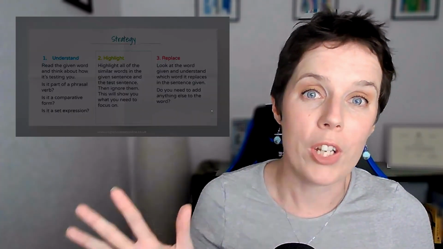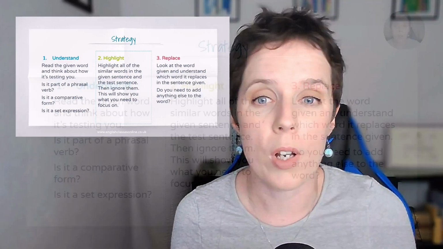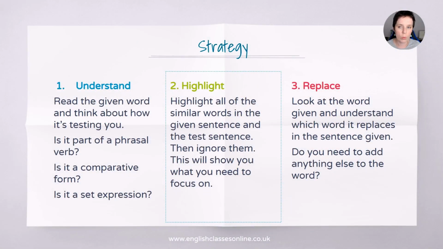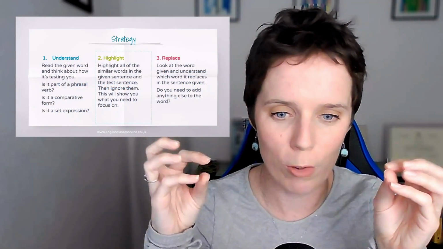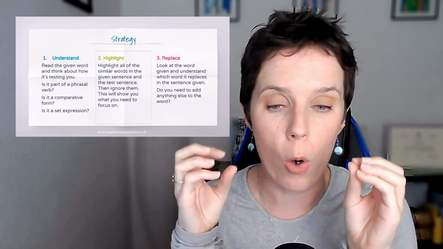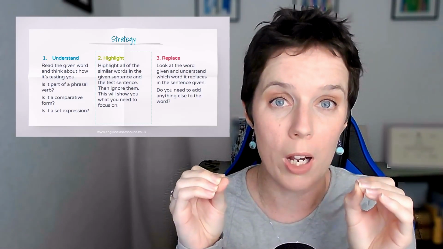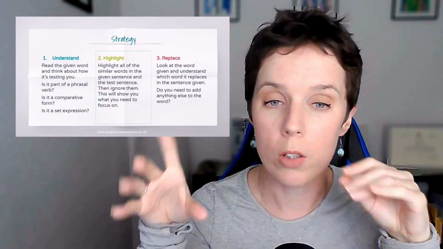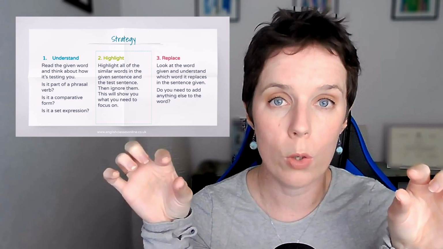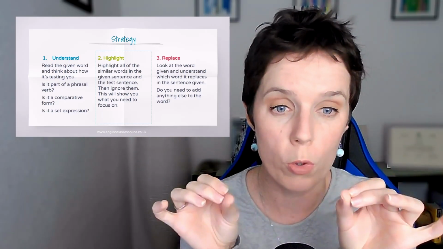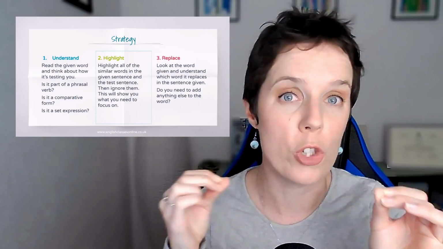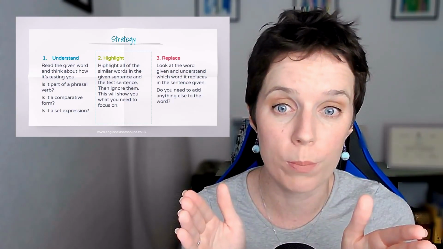All right, moving on to step 2. So our step 2 was to highlight all of the similar words in the given sentence and the test sentence, and then ignore them, okay? That might sound a bit weird, because obviously, I need to somehow look at this sentence. No, you need to look at only specific words that you have to change. If you're looking at all the words, you're going to get confused. So highlight those similar words in both sentences and then just ignore them because you don't need them. You just need to focus on the words that you have to change, which is only going to be 3 to 6 words maximum, okay?